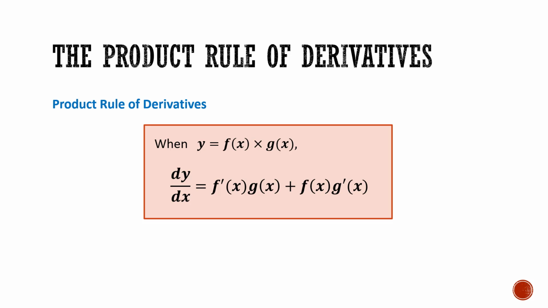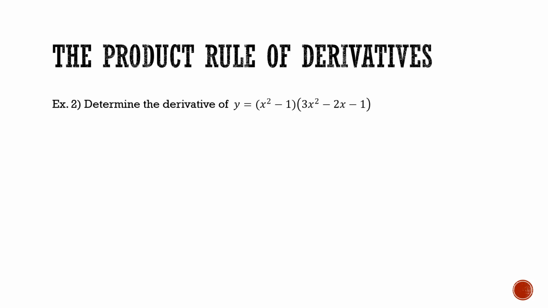We have the product rule of derivatives, and it's when we have two expressions, in this case of x, being multiplied. And we determine the derivative by taking the derivative of f of x, this term, times the original g of x, plus the original f of x, times the derivative of g of x, this term. And that's how we calculate the product rule of derivatives. Let's do one more example to solidify this concept.